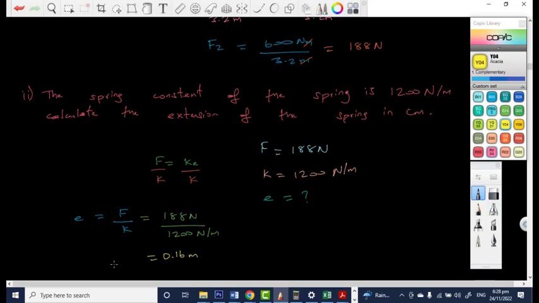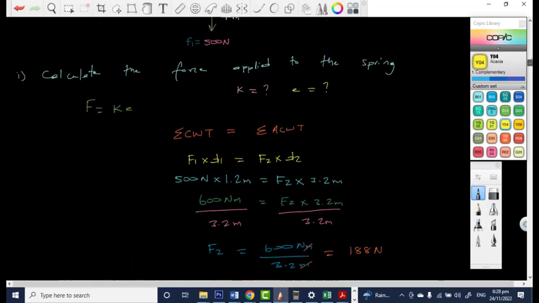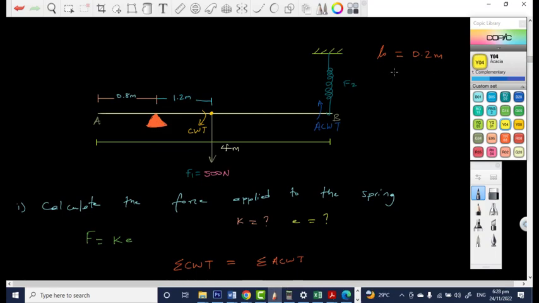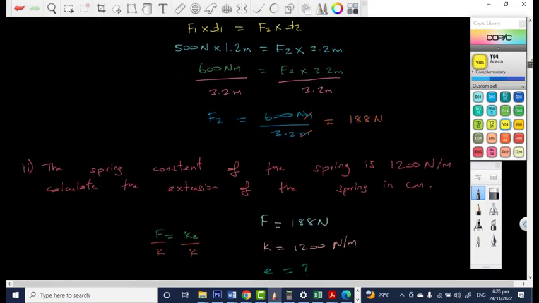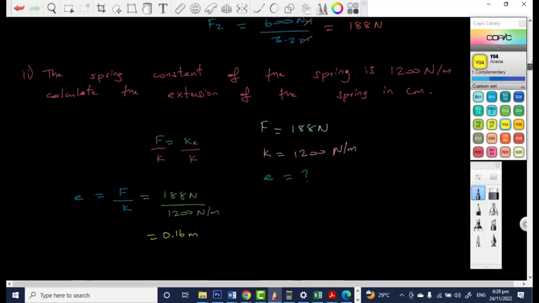Now, quick question. What would be the new length of the spring if the original length was 0.2? The original length was 0.2 and the extension is 0.16. So what would be the new length? Remember it was 0.2 and this is 0.16. 0.36. So the final length, LF, is going to be the extension plus the original length. The extension was 0.16 meters and the original length was 0.2 meters. Adding these two together we get 0.36 meters.